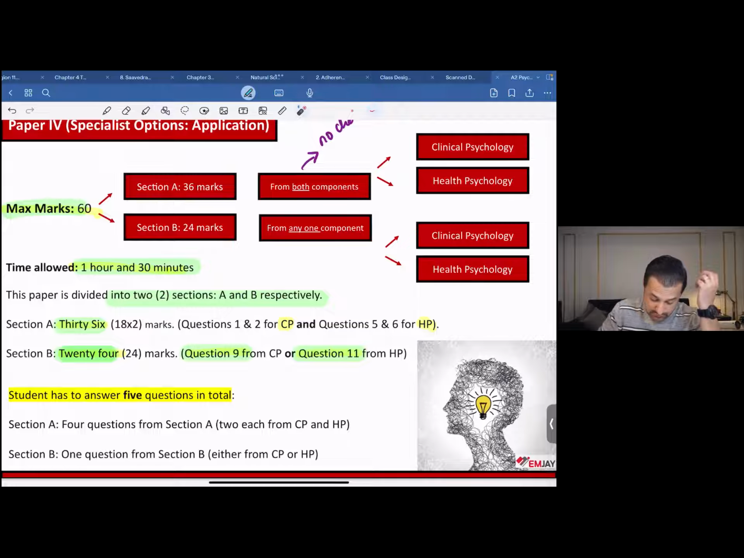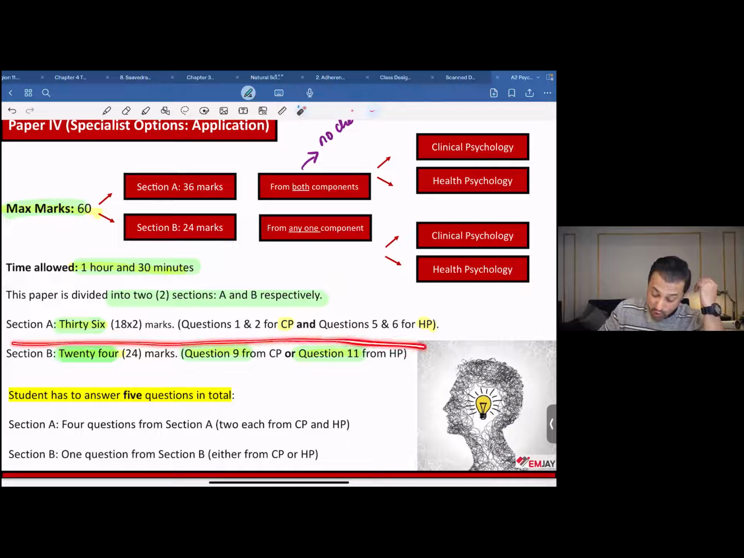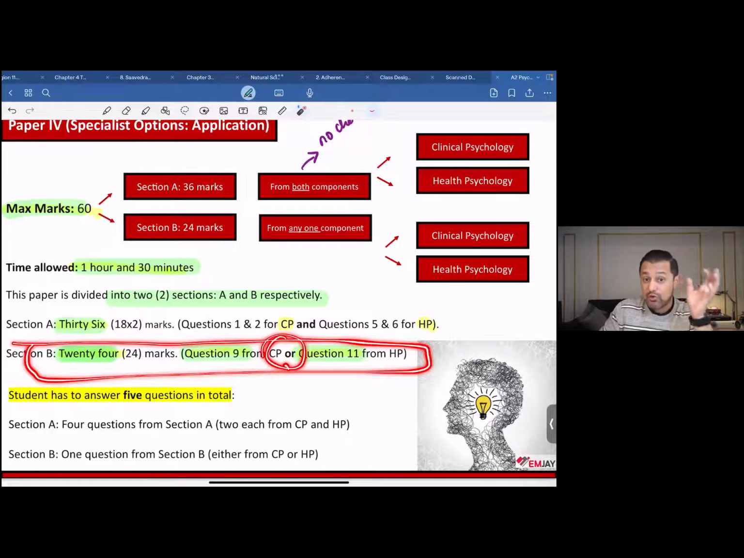Just in case, for section A, it says attempt this and this, right? So you need to do both. For section B, it says attempt this or this, either question 9 or question 11. So it says or, right? So there's a choice here.